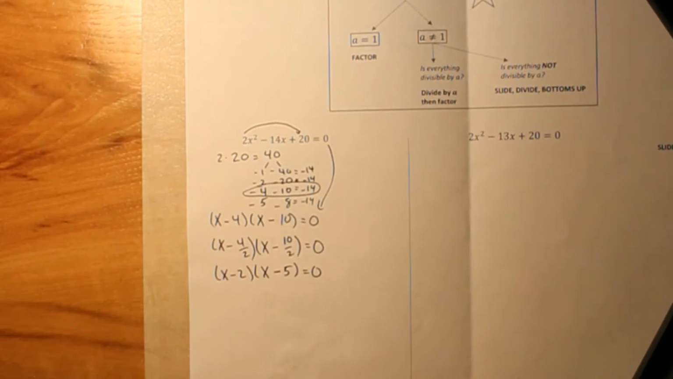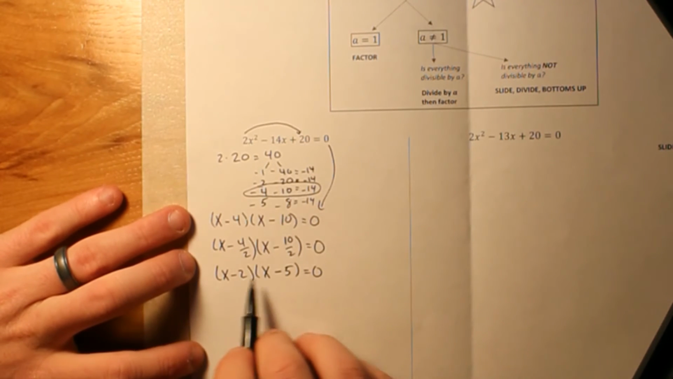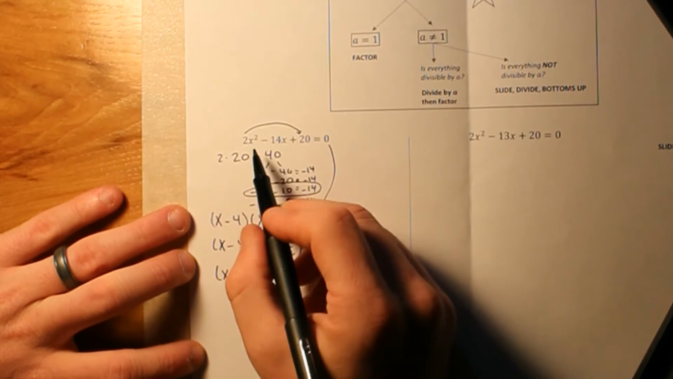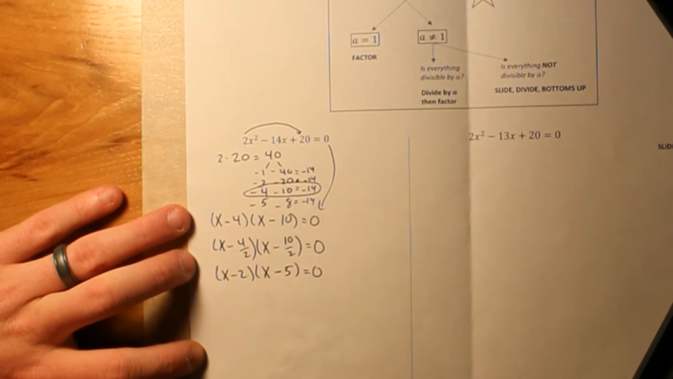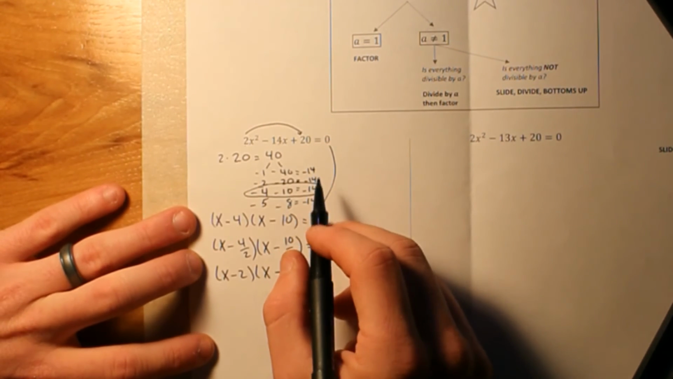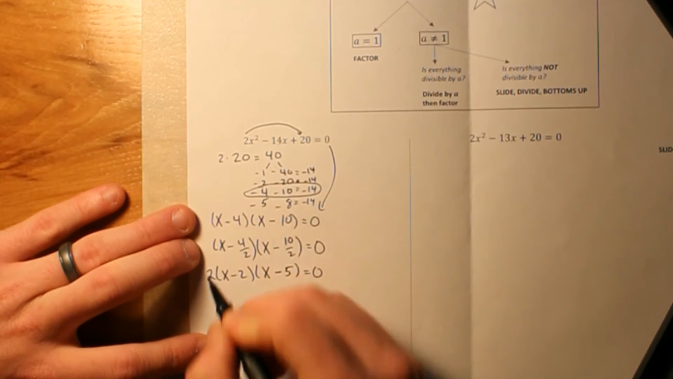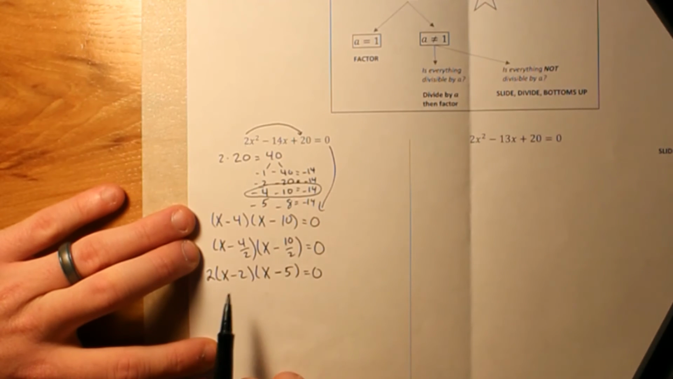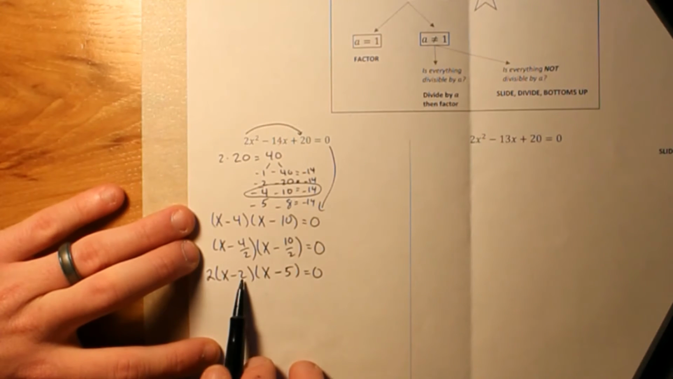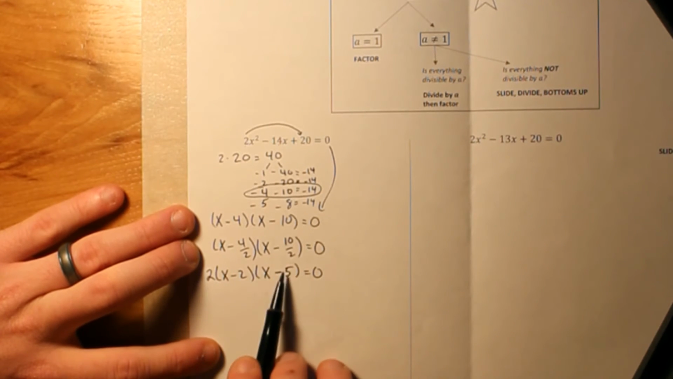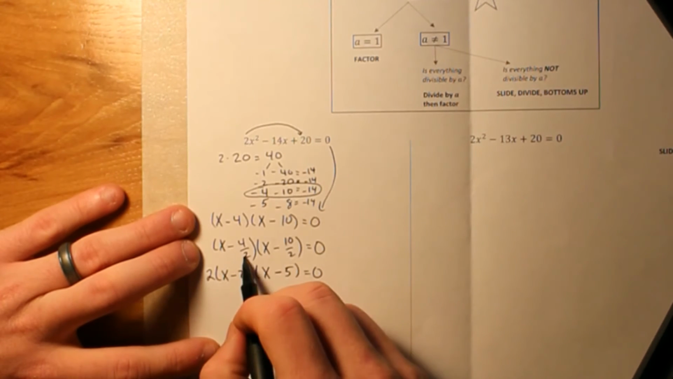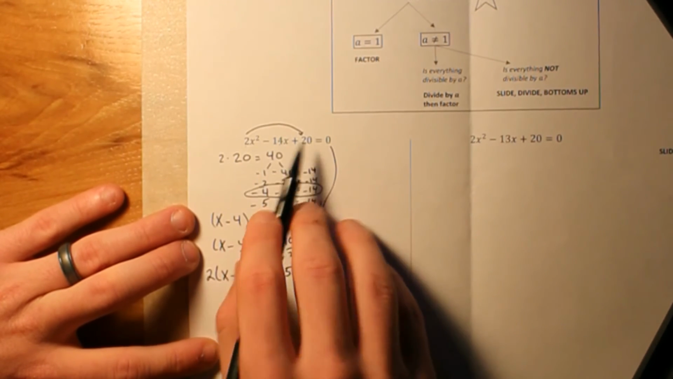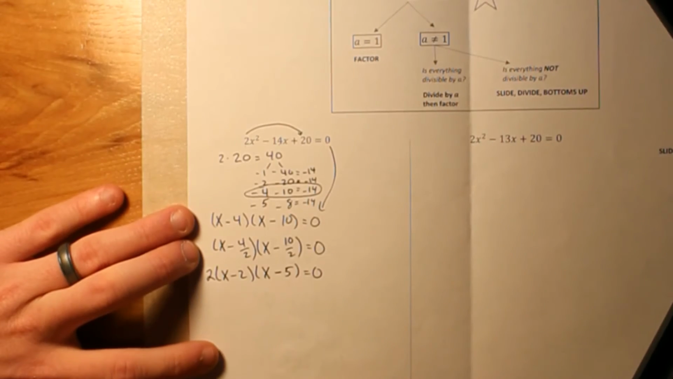Now, there's a reason why this time we don't have a bottom piece, and that's because at the beginning they all had a common factor of 2. That common factor of 2 can be written outside. So if you're using this slide, divide, bottoms up method and there's no piece left on the bottom, it means that the thing you're dividing by was factored out at the beginning, and so you need to re-add that at the beginning.